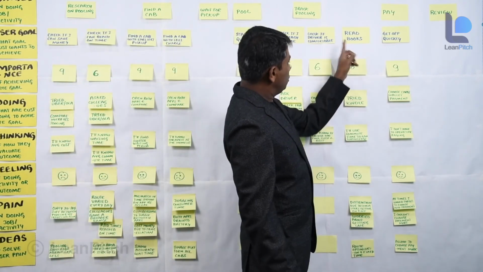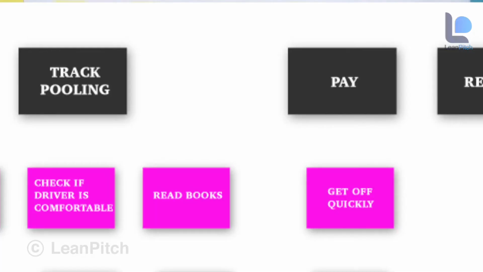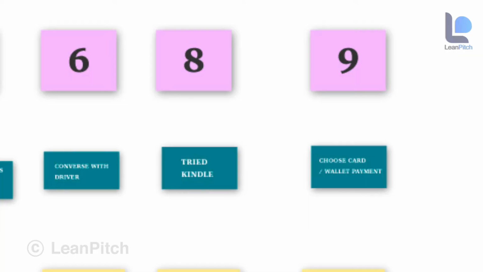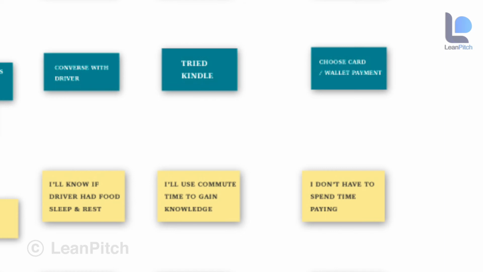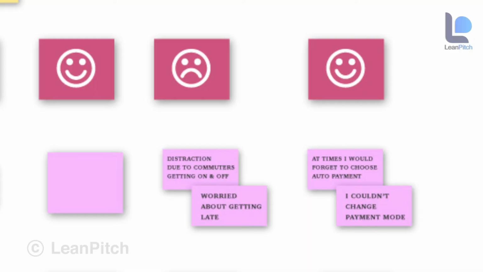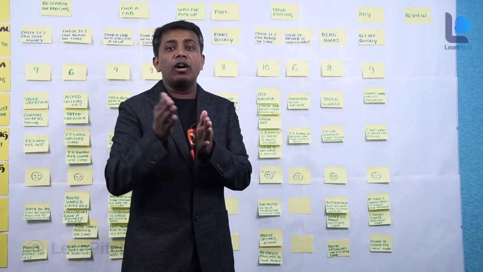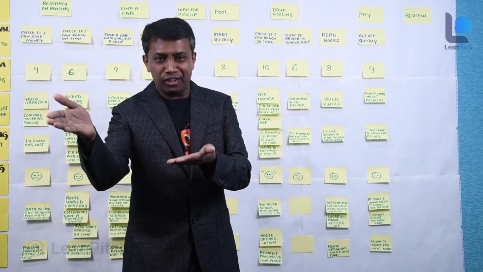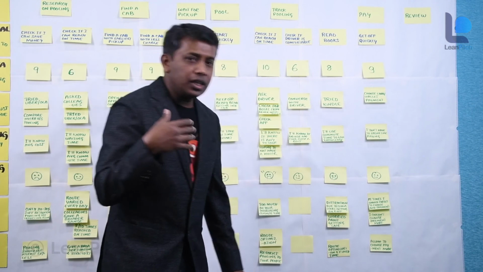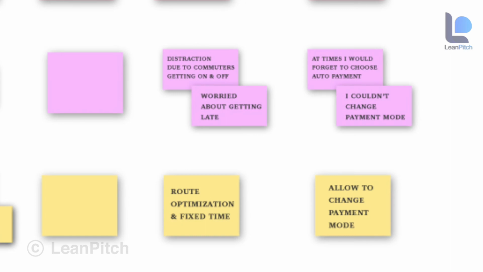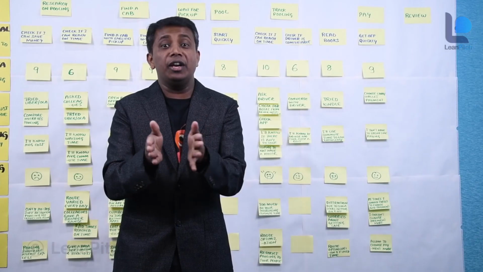Let's explore one more. Reading books. He wanted to achieve this goal of reading books. It was very important as well. He says he tried Kindle. The thought process was he would be able to use the commute time effectively, gaining some knowledge. He was not happy again. Why? He said there was a lot of distraction because people were coming on and off. He was worried whether he would reach the office on time or not, so most of the time he got distracted about whether he'd reach or not. One of his suggestions is, if I can be given, even if it is a broader range, a fixed time, at least I'll be peaceful. I can sit down and then read books.